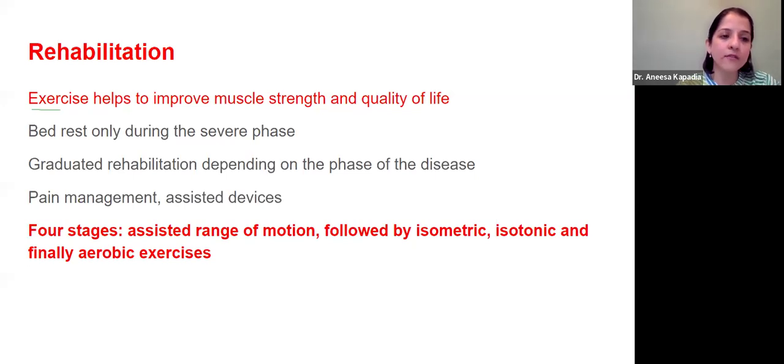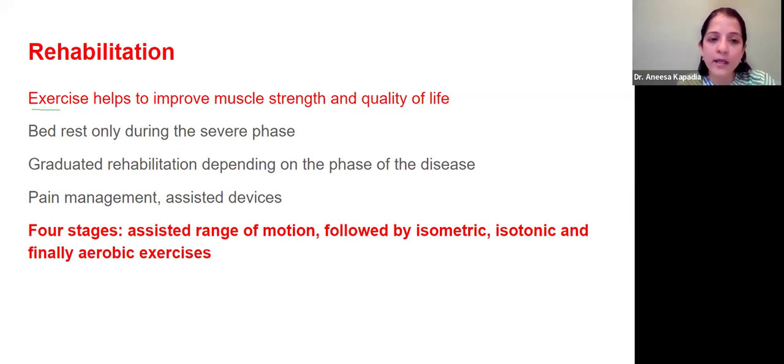It also helps that we must give them a realistic rehabilitation program gradually, where they initially start with an assisted range of motion, maybe with physiotherapy, then they progress with isometric, isotonic, and finally later on with aerobic exercises. If a patient just immediately expects to start running or go back to their normal life, that may not happen, and that may lead to disappointment. So we must give them a realistic program of how to go about it.